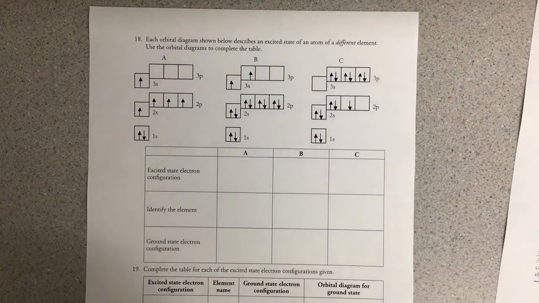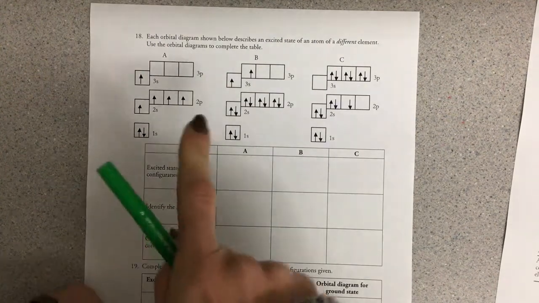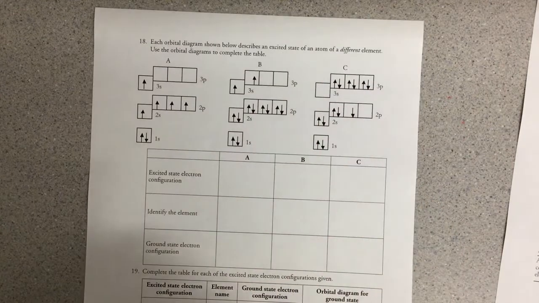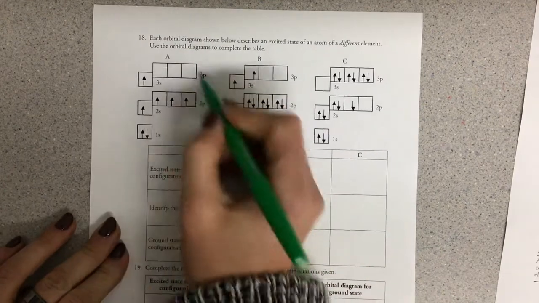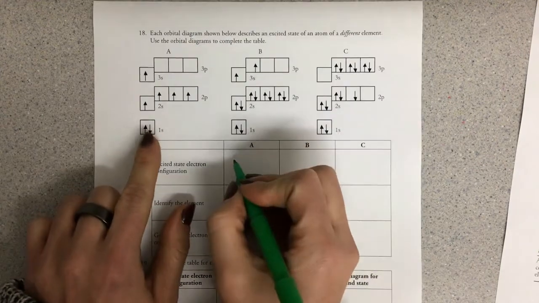Number 18. Each orbital diagram shown below describes an excited state of an atom of a different element. So they're all different elements. So this is an element, that's an element, that's a different element. Element A, B, and C. Use the orbital diagram to complete the table. Okay. So let's take a look at letter A. That's this one right here. Excited state electron configuration. So let's go ahead and write down what we see here.